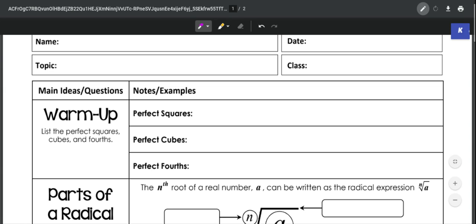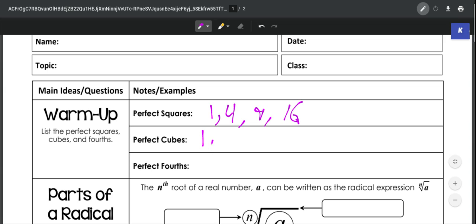So let's look at the warm-up, which is perfect squares. So we know perfect squares are like 1, 4, let's see, 3 times 3 is 9, 4 times 4 is 16. So those are perfect squares. And perfect cubes are going to be just taking it a step further. So with perfect squares, it's 2 of the same number multiplied together to give you that perfect square. With perfect cubes, it's 3 of the same number multiplied together.